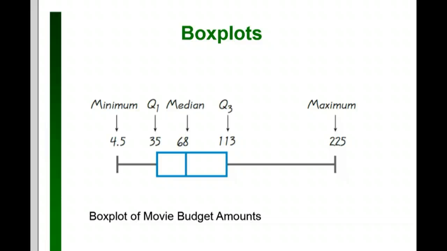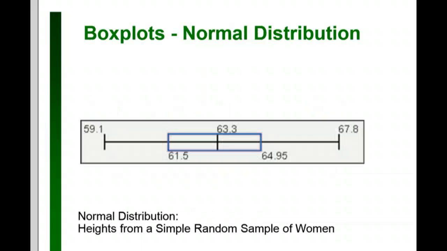Now a box plot, if it's nice and symmetric, if you have a bell-shaped curve, your box plot will look symmetric, meaning that the left whisker will be roughly the same length as the right whisker, and your box will be kind of right in the middle of those two whiskers, and then the line that represents the median will be right in the middle of the box.